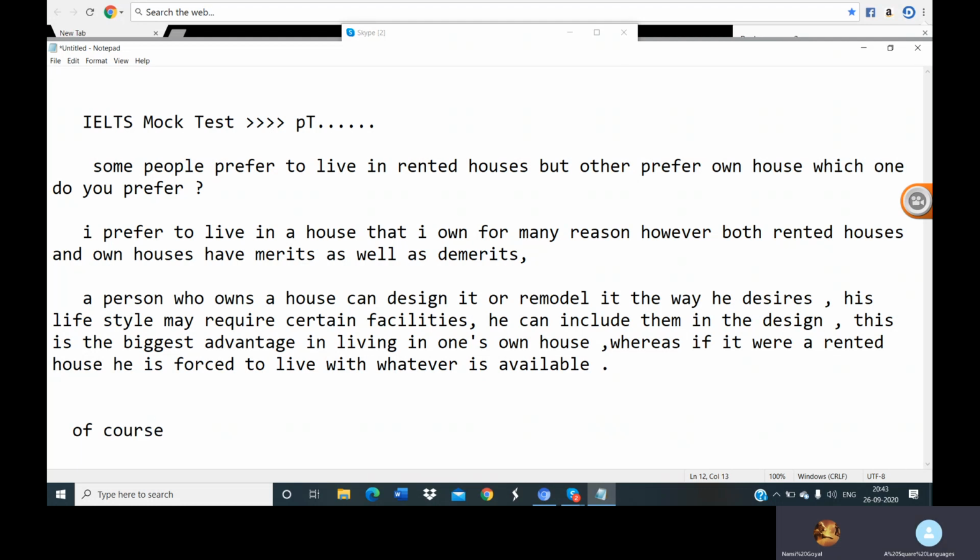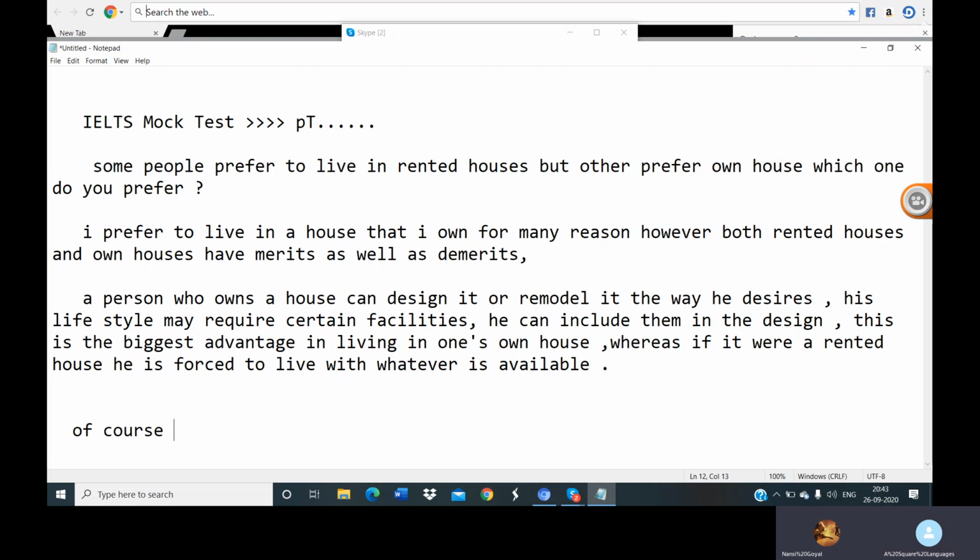However, both rented houses and own houses have merits as well as demerits. A person who owns a house can renovate his house accordingly.